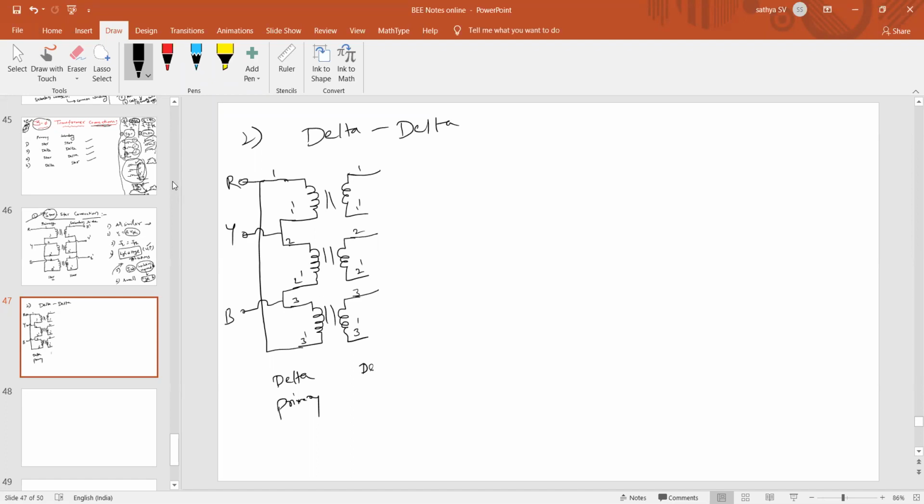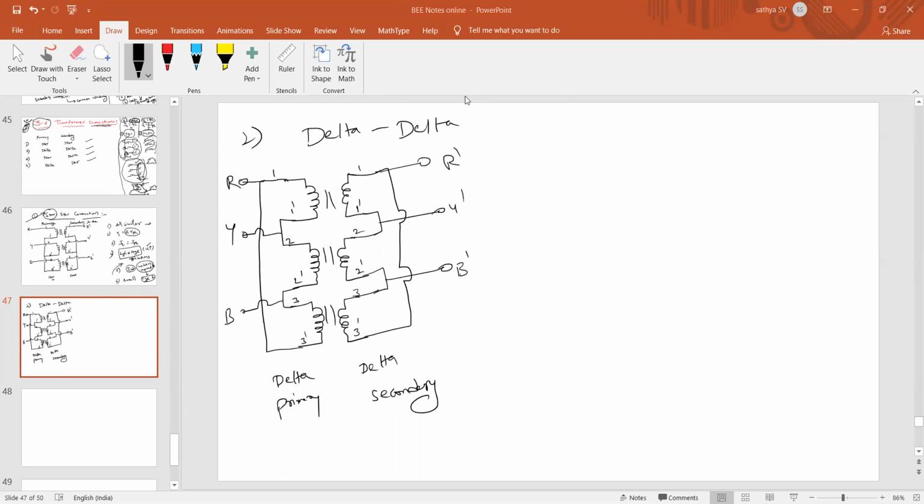Now tell me on the secondary side. Same delta connection on the secondary. What are the points I need to connect? Quick. 1-2, 2-3, 3-1. This is one point, this is another point. Then R dash, Y dash, B dash. Clear? Delta to delta connection. Did all of you understand the delta to delta connection?